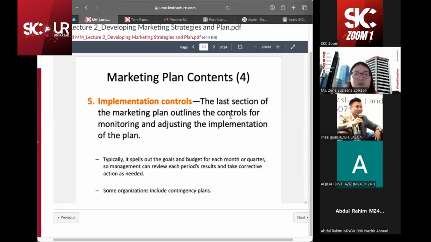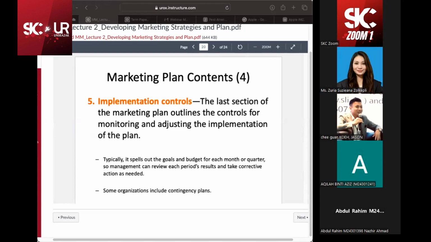Okay, next is the implementation control. Once you have your objective and your strategy, there must be a tool or a way for you to control it, observe it, and see whether it's effective or not, whether it's working or not, right? The implementation control outlines the controls for monitoring and adjusting the implementation of the plan, because this is what you propose. Maybe you don't have this one yet, but I'd like to see what the controls are to monitor, what the KPIs are, and what tools you use to evaluate your marketing activity, your strategic marketing plan.